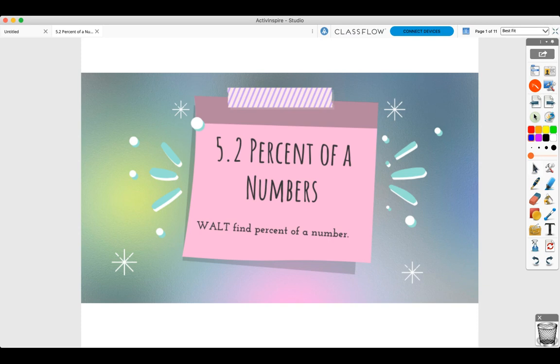Hey students, today's lesson is going to be on finding a percent of a number. So you will be able to find the percent of a number.